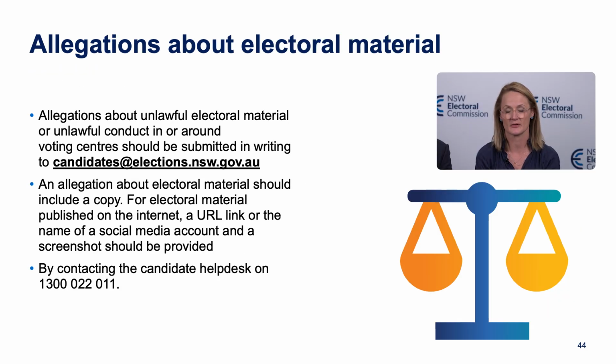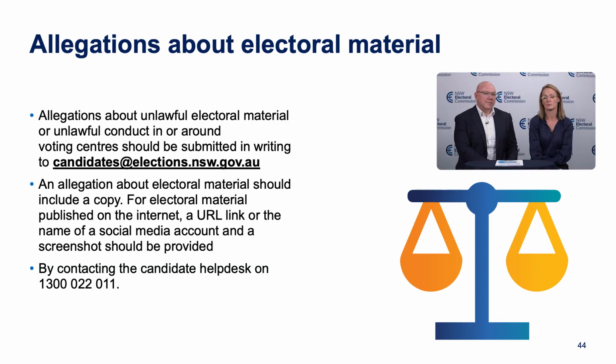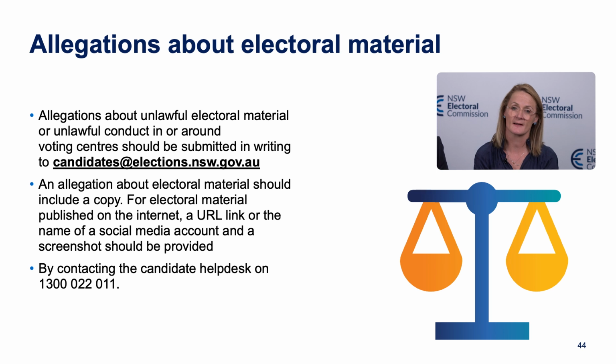Allegations about unlawful electoral material or unlawful conduct in or around a voting centre should be submitted in writing to candidates@elections.nsw.gov.au. An allegation about electoral material should include a copy of that electoral material, or in the instance the electoral material is published on the internet, please include a URL link or the name of the social media account and/or screenshot with your email. You may also contact the Candidate Help Desk on 1300 022 011.